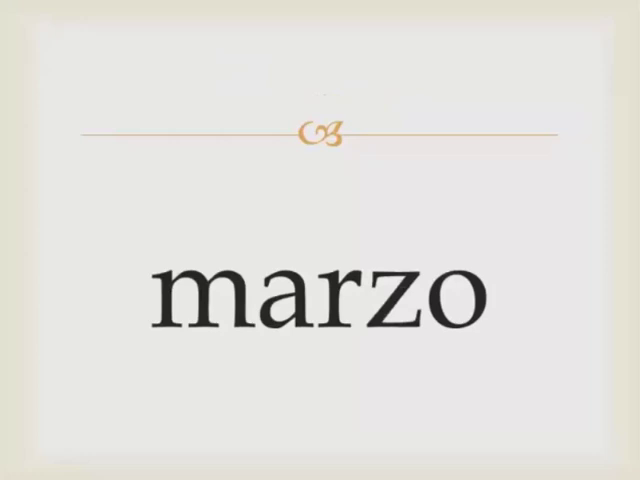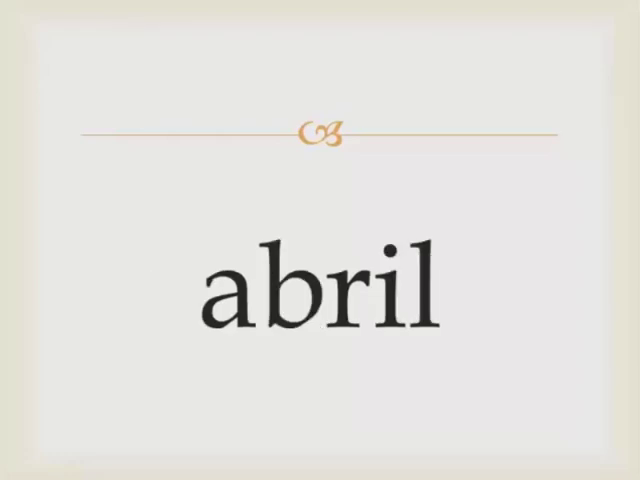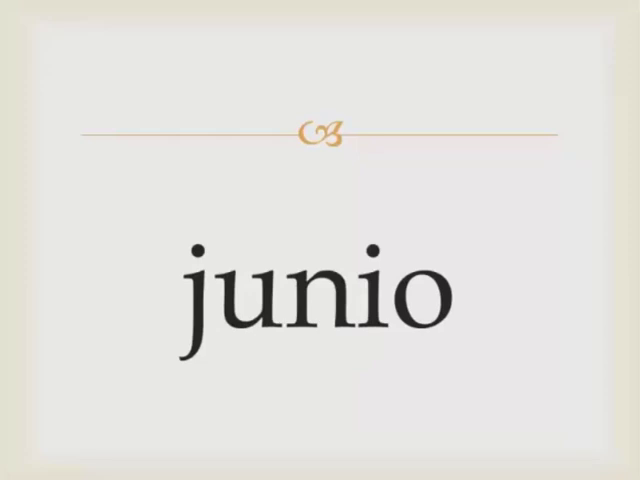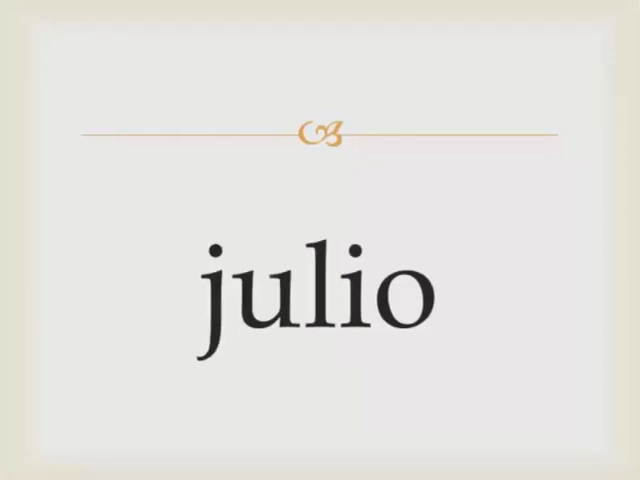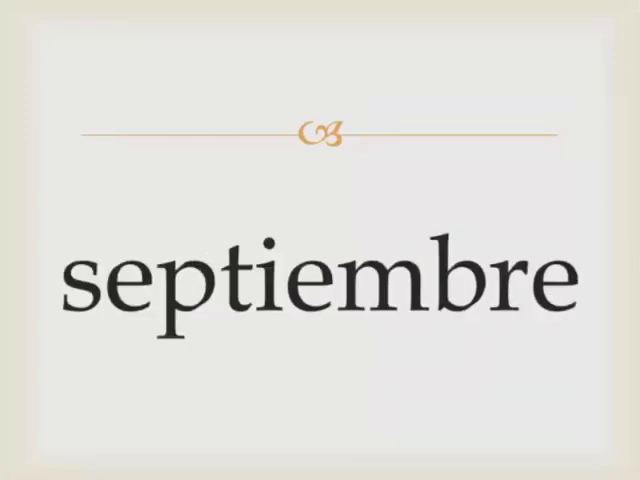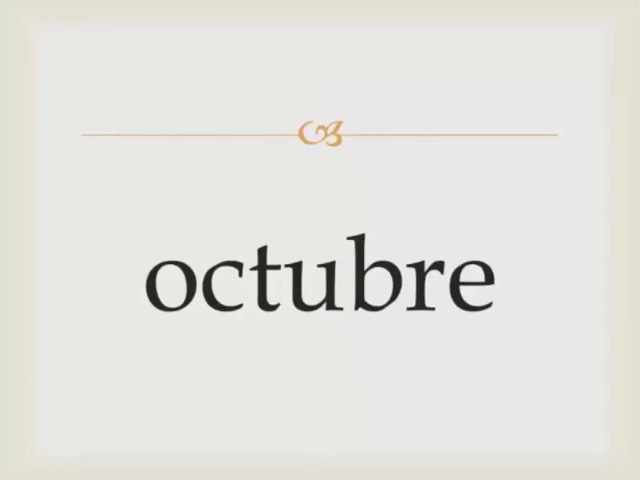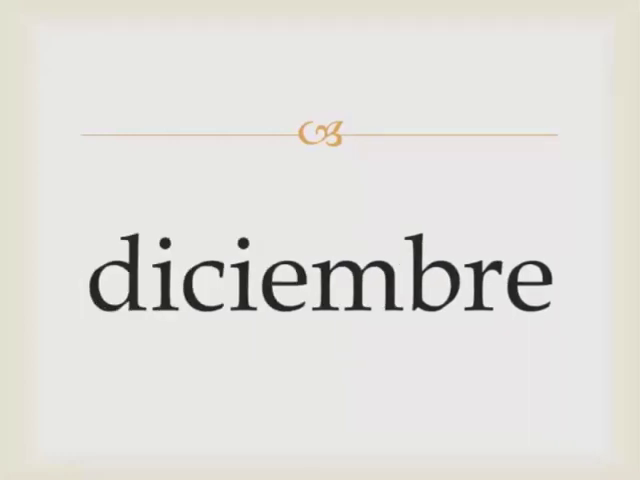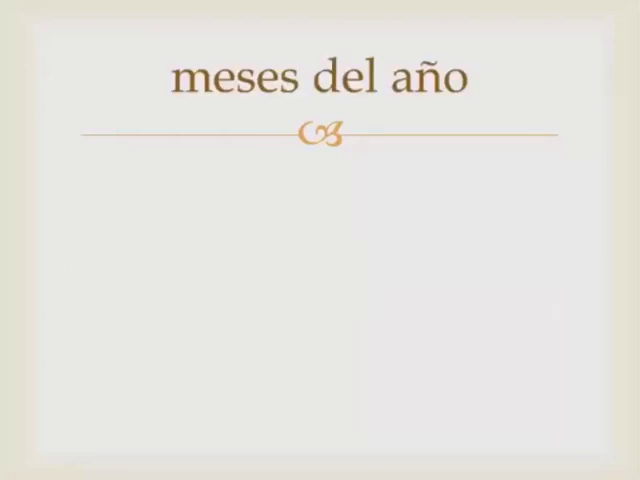marzo, or in Spain it would be marzo, because it's a Z. The C and the Z in Spain are TH. Marzo, abril, mayo, junio, like an H sound at the beginning, junio, julio, agosto, septiembre, octubre, noviembre, diciembre. Those are the meses del año, the months of the year.